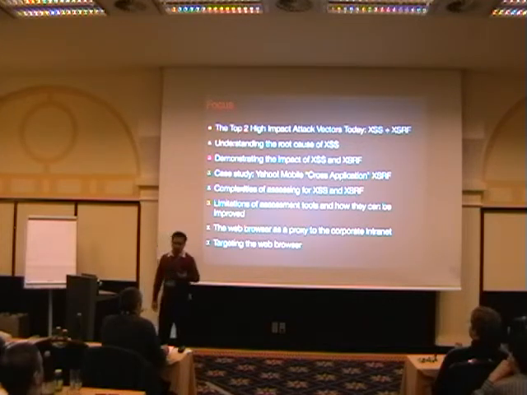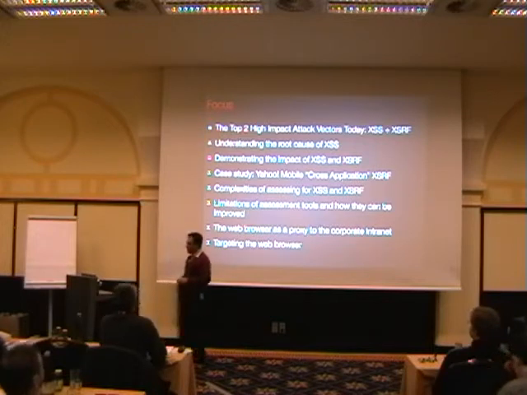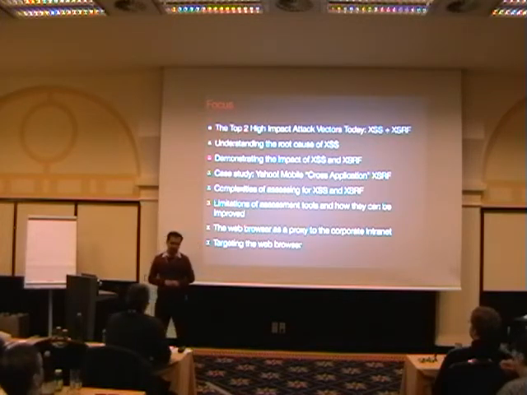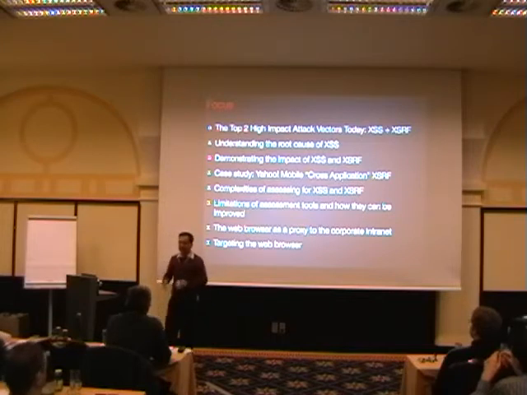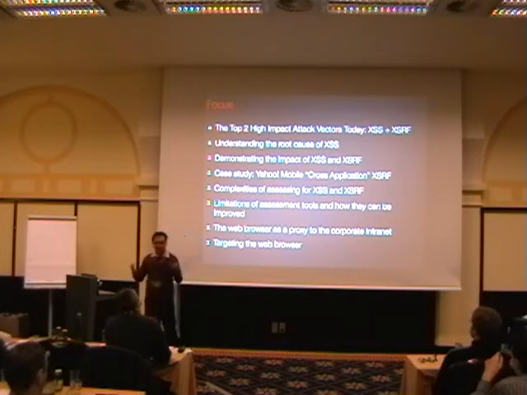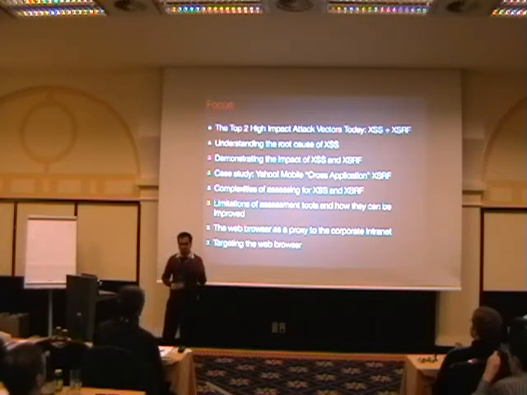I want to go through a case study where I found an XSRF issue in one of Yahoo's mobile applications, and there is a reason why this is a lot more interesting to me, and we'll talk about that. We'll talk about the complexities of assessing for XSS and XSRF. And of course, again, I'm picking on these two attack vectors, but when I start talking about complexities and automated tools, I hope what you will take away from this talk is not just XSS or XSRF, but in general, that there are some flavors of attack vectors that automated tools can never find. But at the same time, let's talk about what we can do to make these tools better.